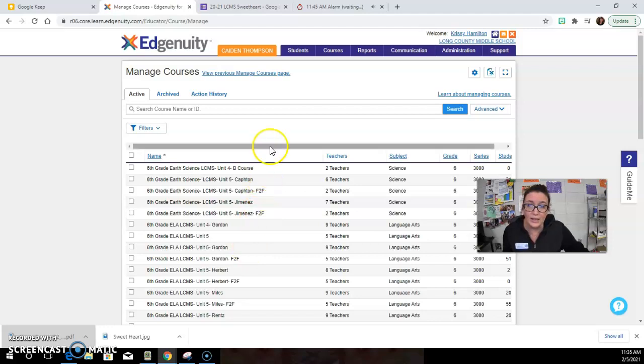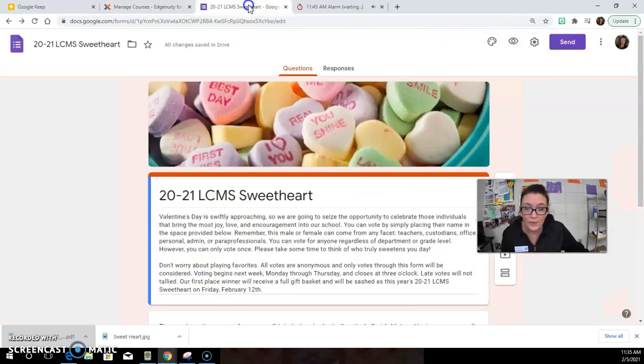Last but not least, we're going to try a new tradition. 2021 LCMS Sweetheart. I was trying to think of a way. Guys, I just love working with you. Y'all are a constant bit of encouragement to me. And so we're going to be voting this year for who will be the LCMS Sweetheart winner.